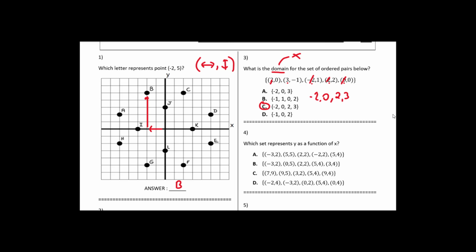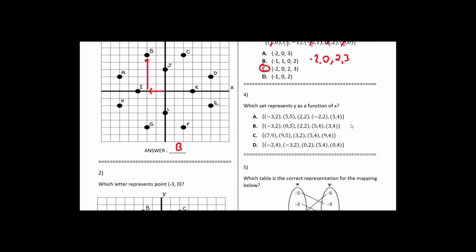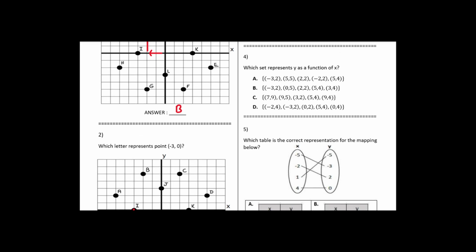Okay, the next one is about function. Is asking which set represents y as a function of x. So remember, to be a function, the x value cannot repeat. Let me repeat that. To be a function, the x value cannot repeat. So if I look over here, I see that the number 5 for x here repeats, so that means this is not a function. This one, the x value does not repeat, so that means this will be a function.